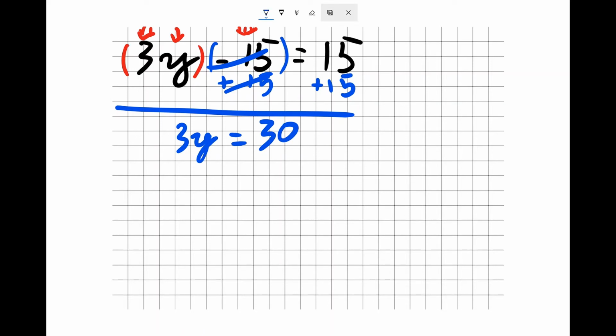Final step. Again, the coefficient is multiplying my variable, and if I want my variable alone, I need to divide. Divide by 3 and divide by 3, producing a final answer of y is equal to 10.